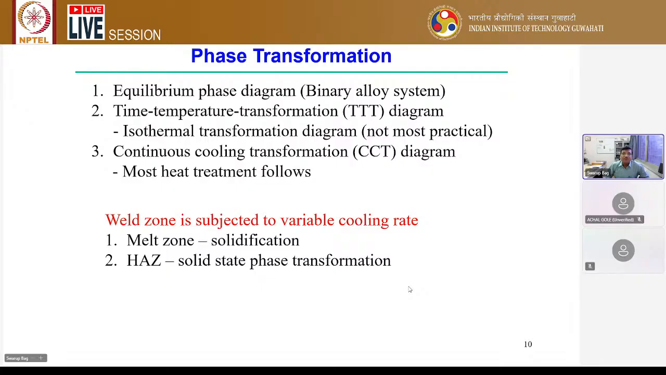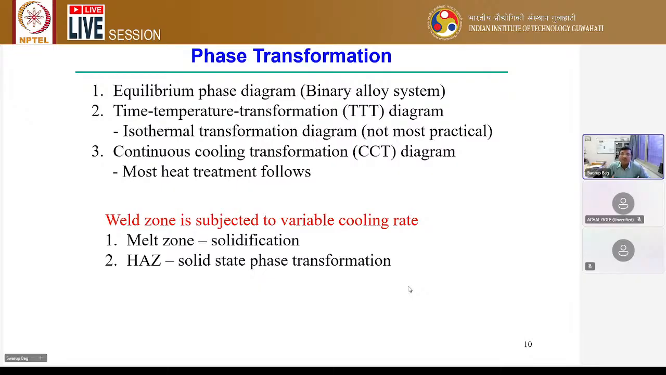Now the time temperature transformation diagram. This shows what transformation happens and how much time is required for an isothermal transformation. That means at constant temperature, how much time is required for the transformation from one phase to another phase. But practically it's not very important, because transformation may not happen at constant temperature; temperature can also vary. But at least we know what kind of transformation, what phase transformation easily happens at a given temperature. That information we get from the time temperature transformation diagram.